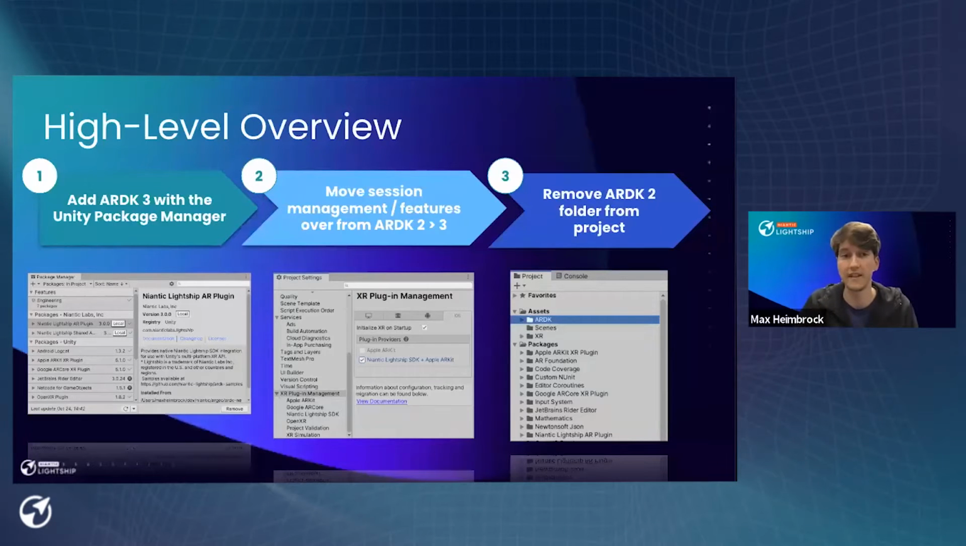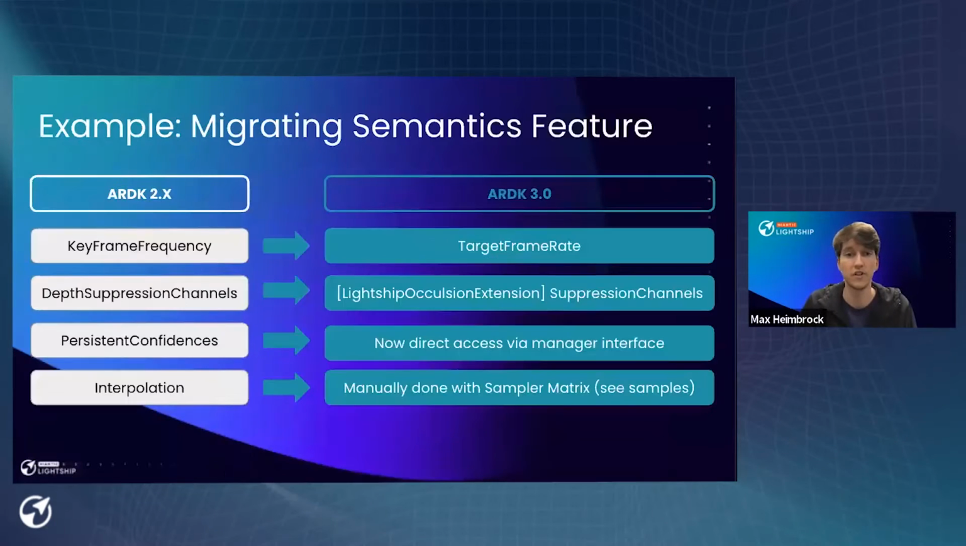And if we go to the next slide, I can show you that the actual features are very similar because that is just Lightship ARDK and it's still Lightship ARDK. This, for example, is the semantics feature. And in ARDK 2.x, you had the AR Semantics Segmentation Manager, and in ARDK 3.0, it's still the same name. So you add the AR Semantic Segmentation Manager, but some of the fields are renamed, some of the things are moved around a bit. But in general, you will feel familiar, I'm sure, with what you find in ARDK 3.